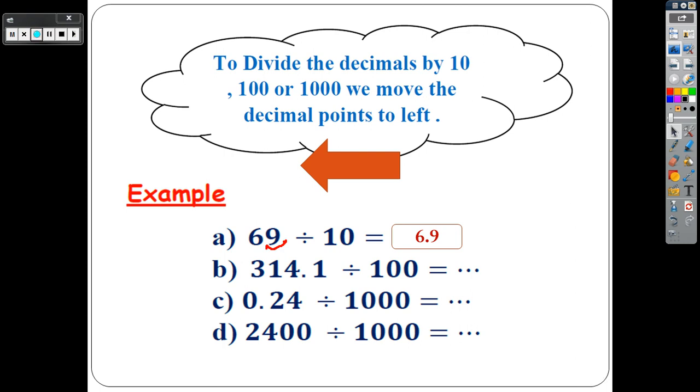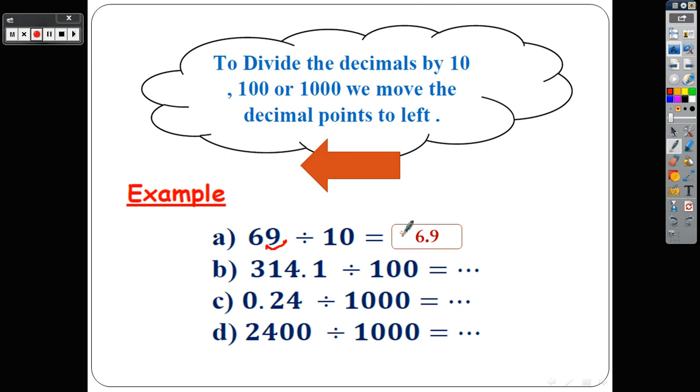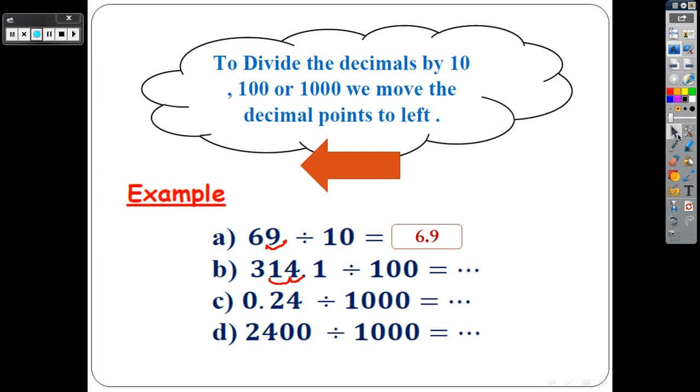Now the second example, you have 314.1 divided by 100. In this example, divided by 100, the decimal point moves to the left 2 decimal places because it's divided by 100. So the answer will be 3.141.